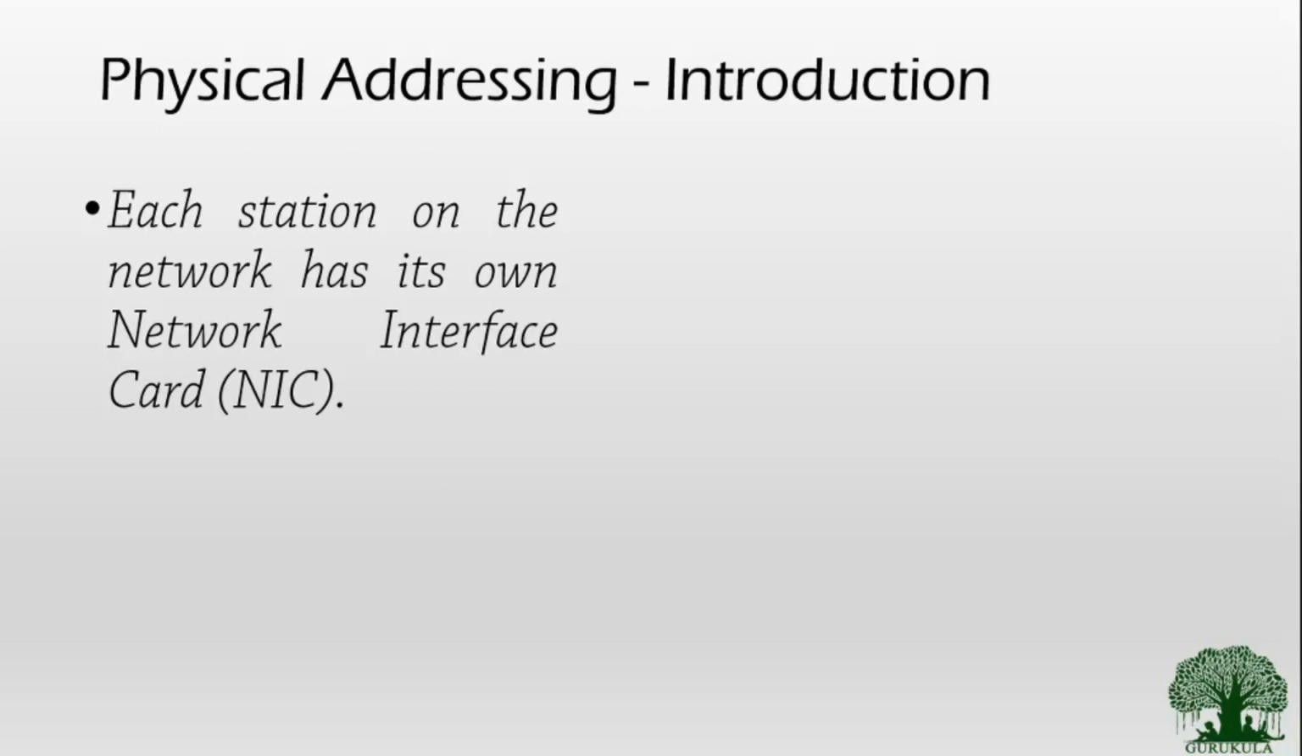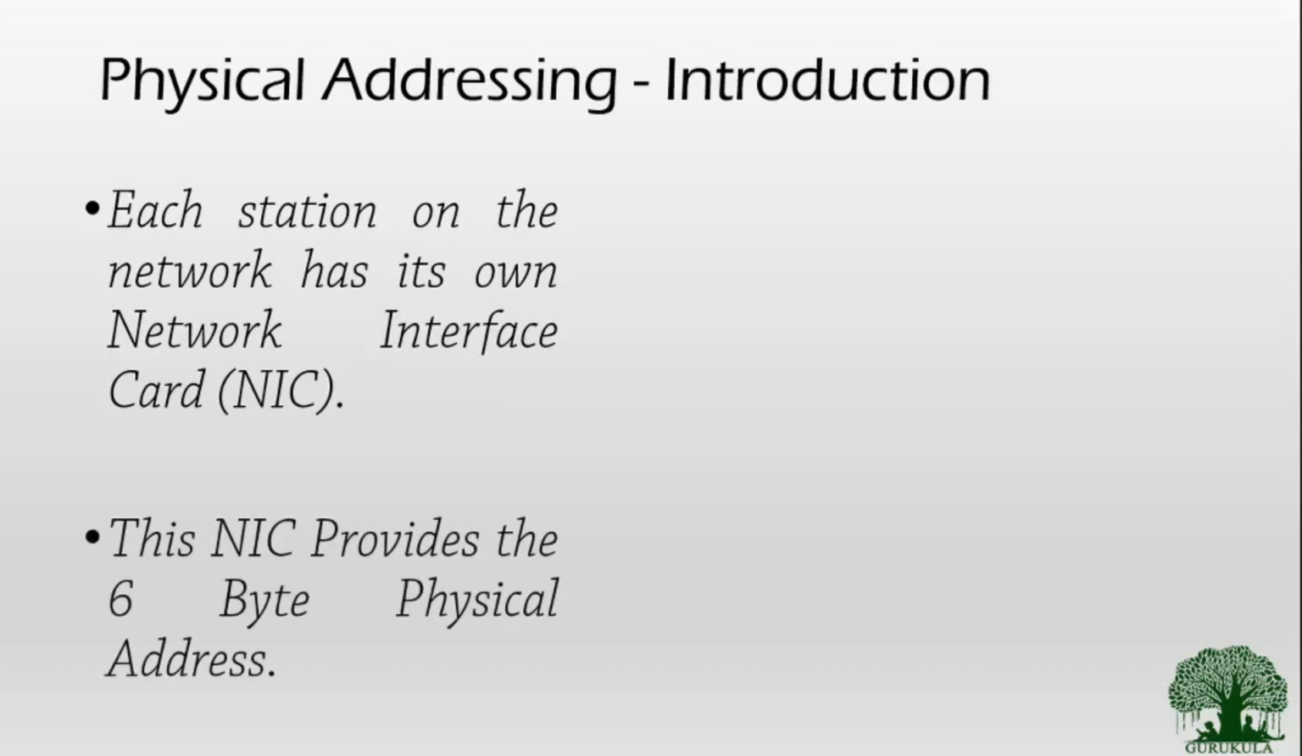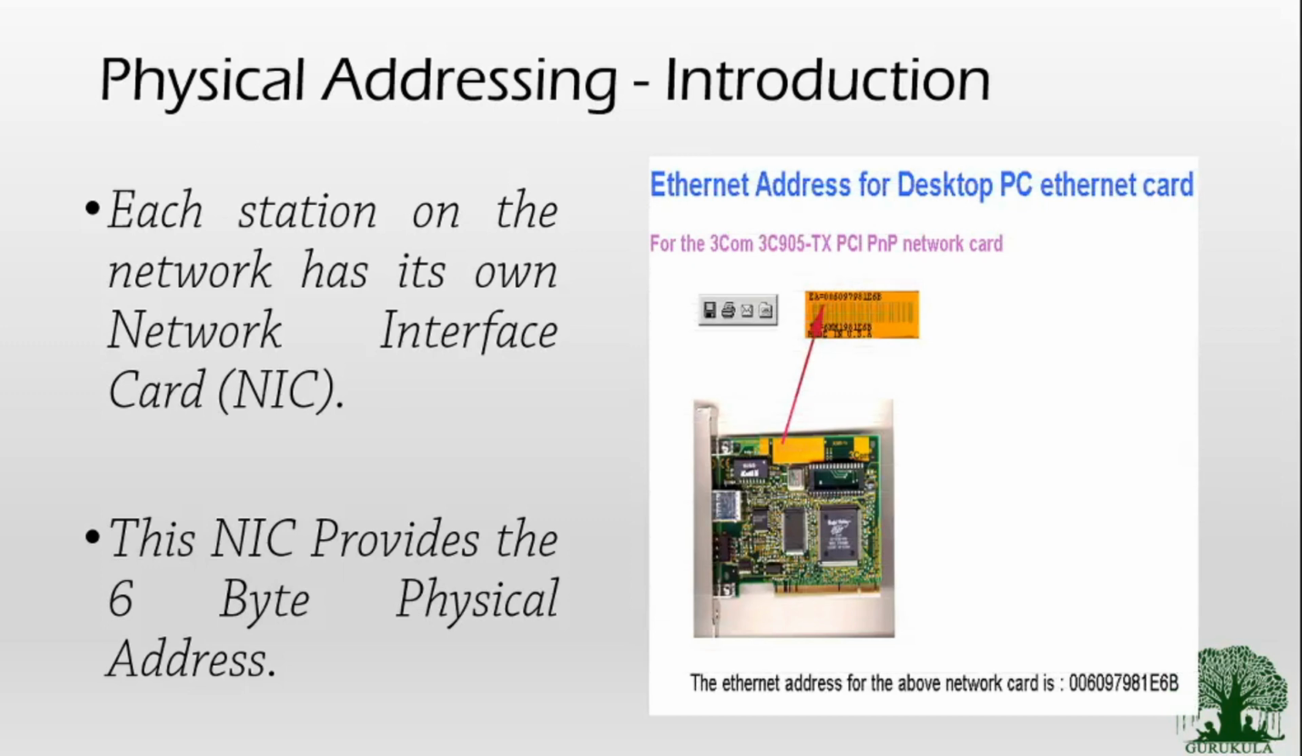Be it your mobile, your laptop, or your PC, or any device that you are connected to the internet with, definitely it will have a physical address, or in other words, we call that a MAC address. Your network interface card provides the 6-byte physical address, and the size of the physical address is 6 bytes. So this is a very broad example of where we can find the physical address or the MAC address of a particular machine.